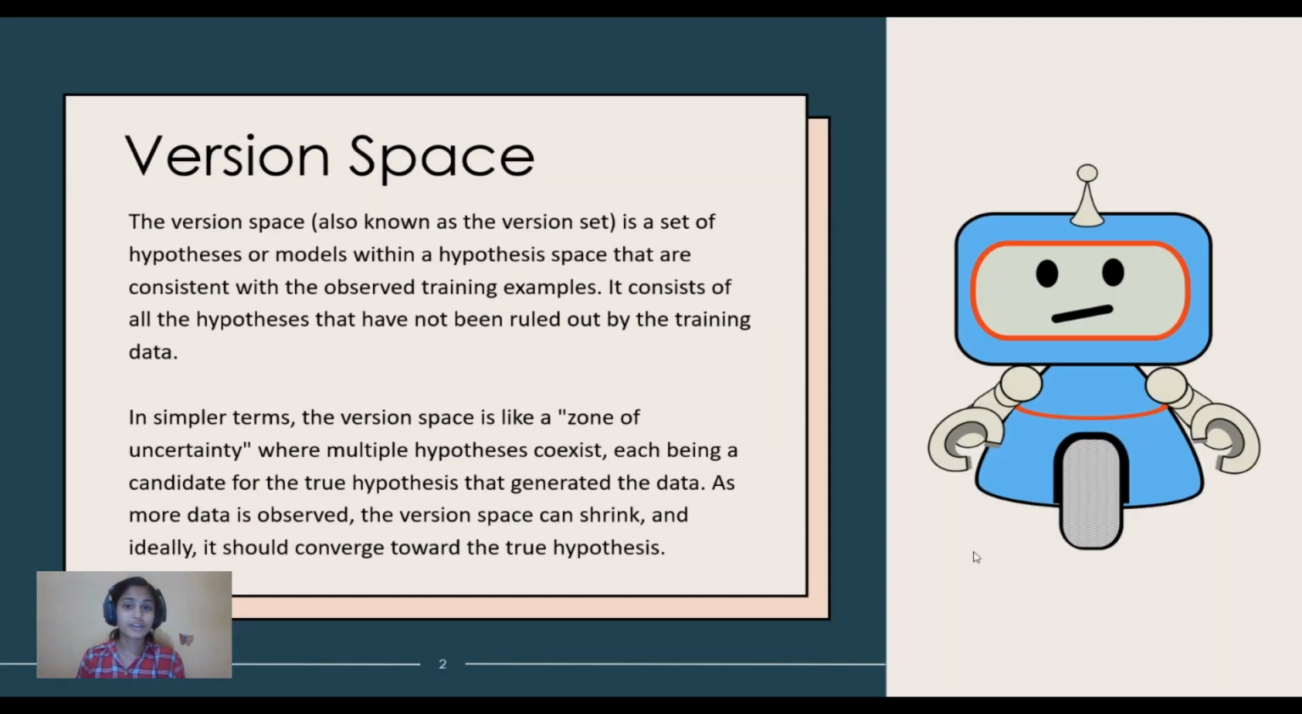Version space. What is version space? Let's do a revision. The version space, also known as the version set, is a set of hypotheses or models within a hypothesis space that are consistent with the observed training examples. It consists of all hypotheses that have not been ruled out by the training data. That means version space contains all the hypotheses which are matching with the training data, or which are consistent with the training data.